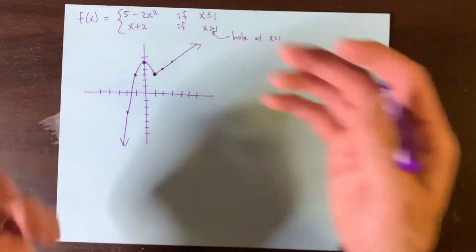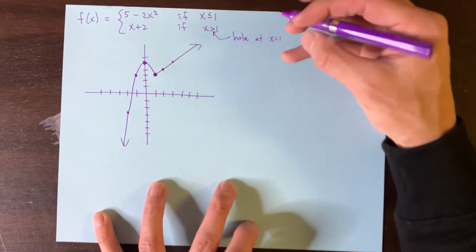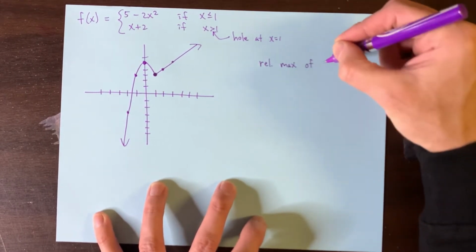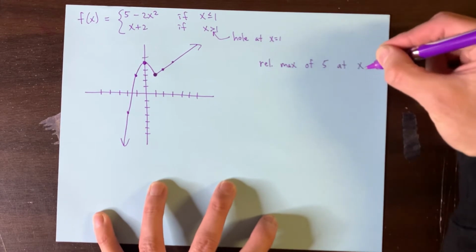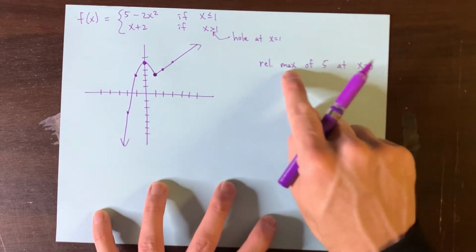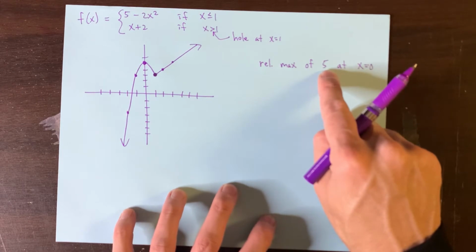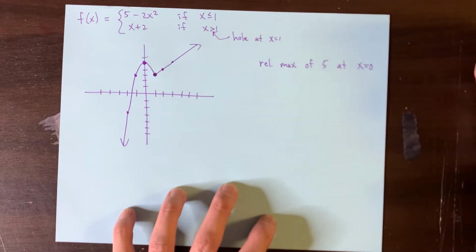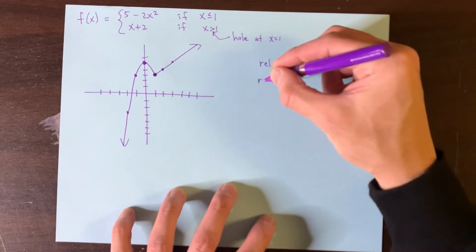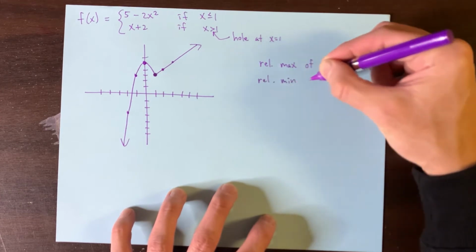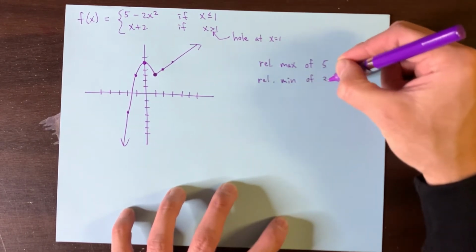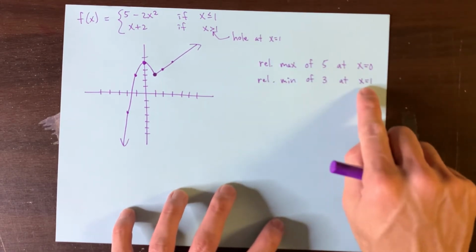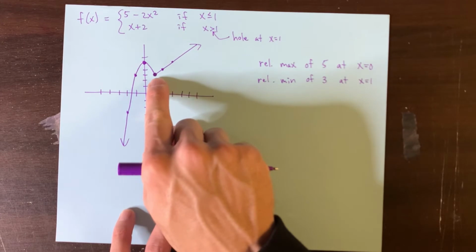Now we can see here visually that we have a local or relative maximum of 5 at x equals 0. You see, the relative maximum value is 5. It occurs when x is 0, or if you want, at 0, 5. You see what I'm saying? Now we have a relative minimum of 3 at the location x equals 1. Because when x is 1, the y coordinate is 3.